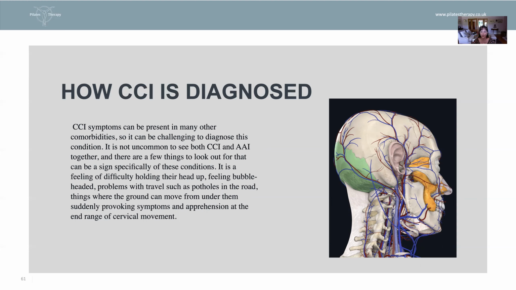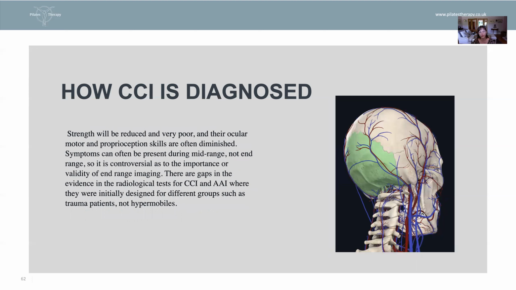So often people with instability will talk about the feeling of difficulty of holding their head up. It just feels too heavy to hold up, and they feel like they're bubble-headed. So if you think about those dogs that used to be in the back of the car with the head that nods, there's that kind of feeling of that always moving around on the top of the spinal cord. They will have problems with traveling, such as potholes in the road or things where the ground moves from underneath them. So these things will provoke symptoms. And they'll have apprehension at the end of range of cervical movement. They won't want to go there.